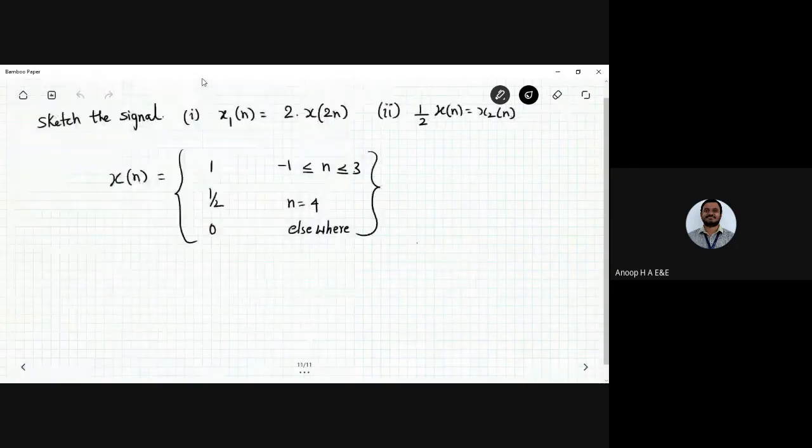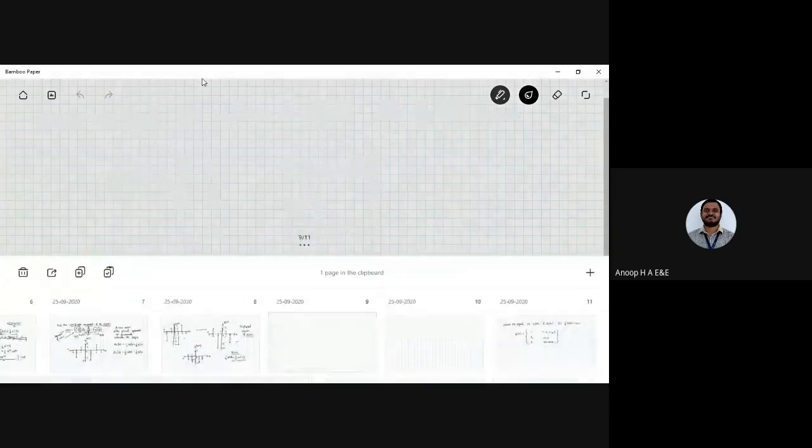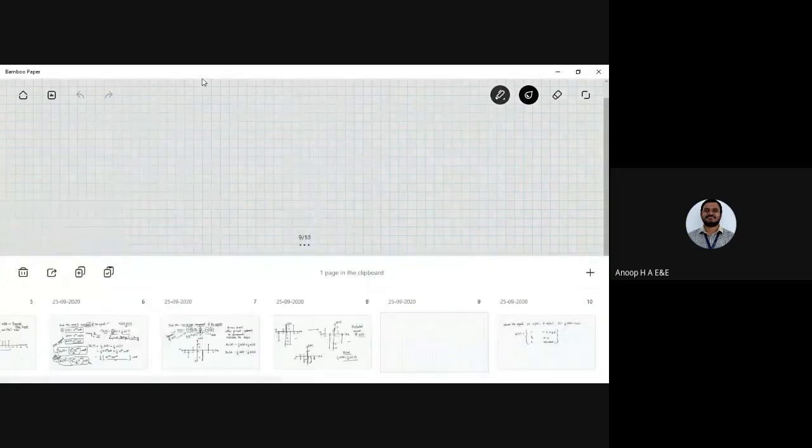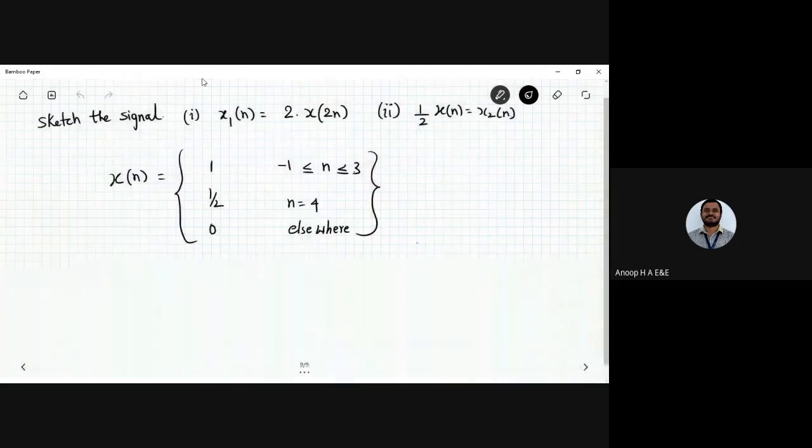Here we have the signal where you are going to sketch the signal again, that is x of n. That is sketching of signal x1 of n, that is 2 times x of 2n, and the second one, x2 of n, that would be half of x of n.